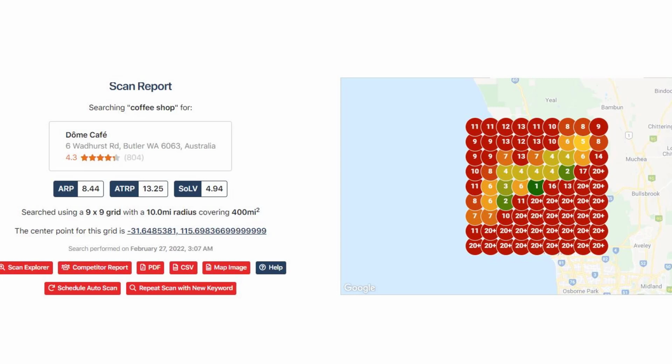Now you will notice here that I'm using a 400 square mile grid, guys. I always use big grids. I'm not interested in just showing you tiny grids to show that we can rank over like 4 or 5 square miles. That is no good to anyone. We need to be ranking over a much bigger radius.